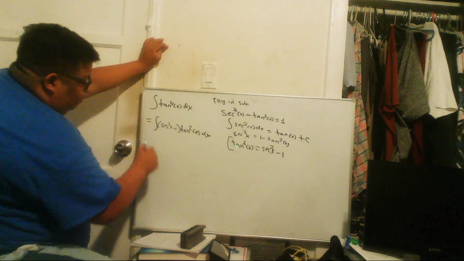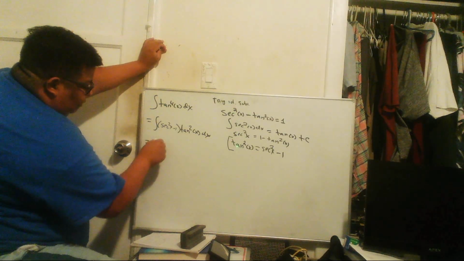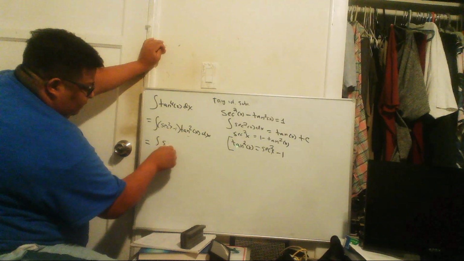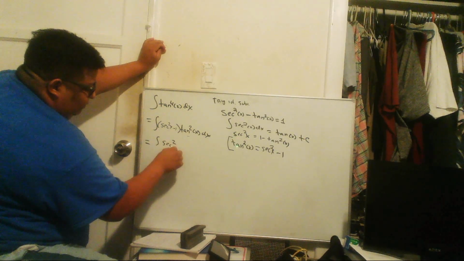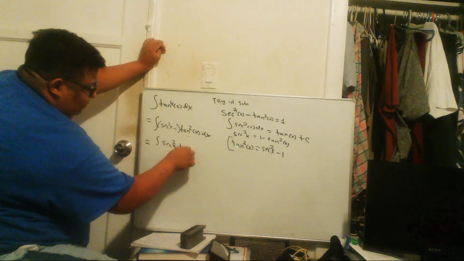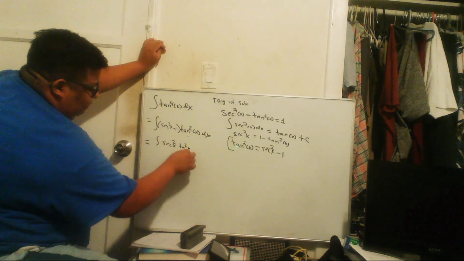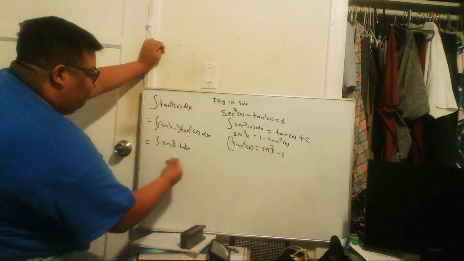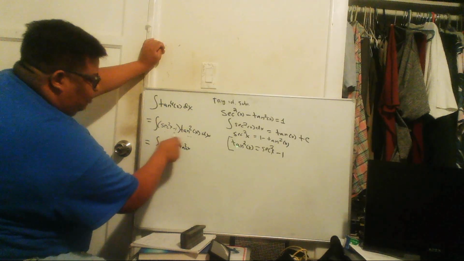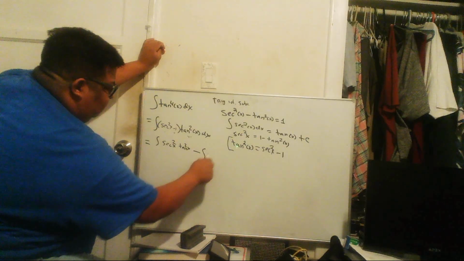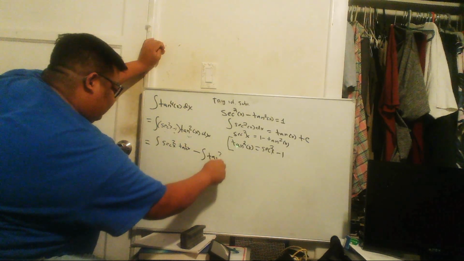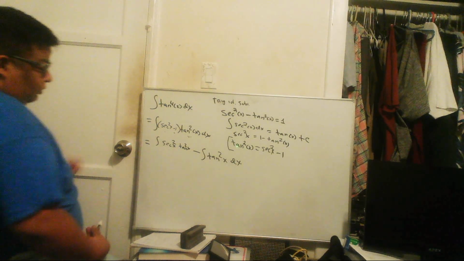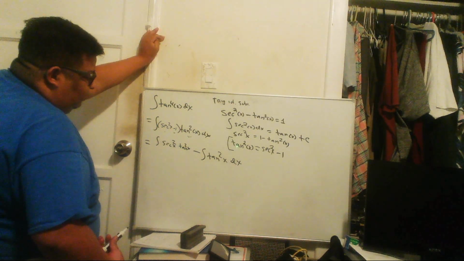Then we're going to distribute this tangent square. So we're gonna get secant square x tangent square x, and then let's start separating. This becomes here, and this becomes minus tangent square x dx. So that's the second step.